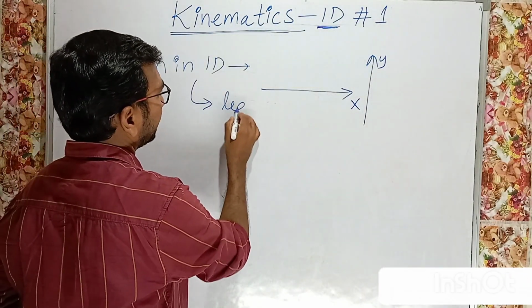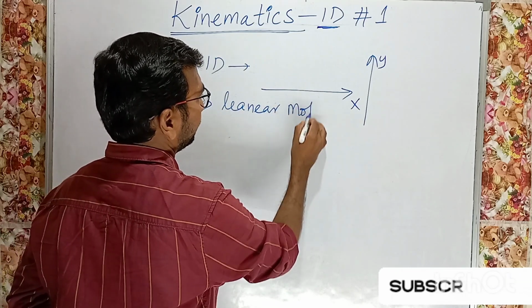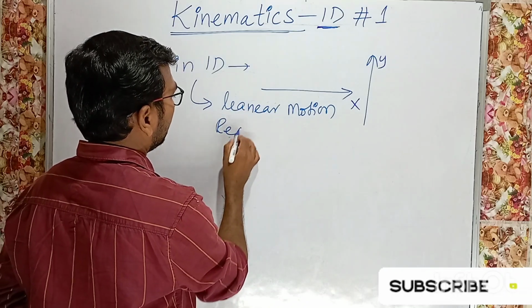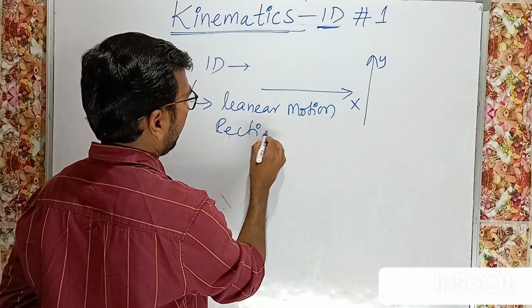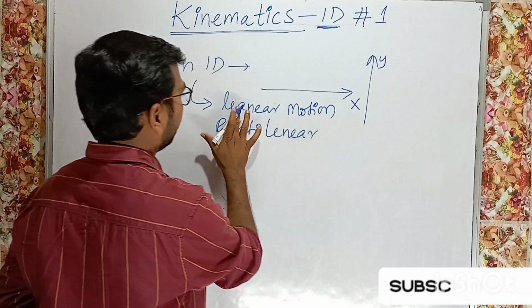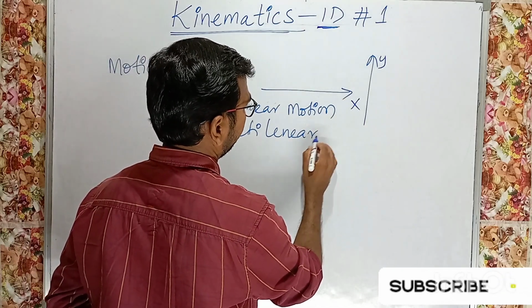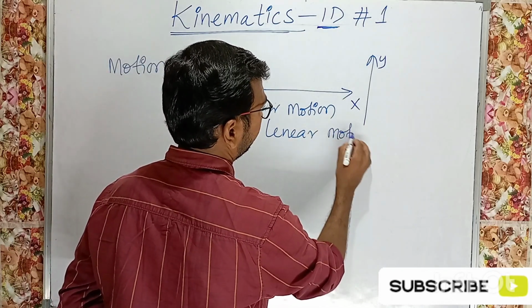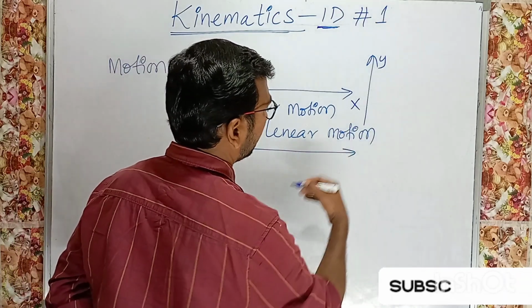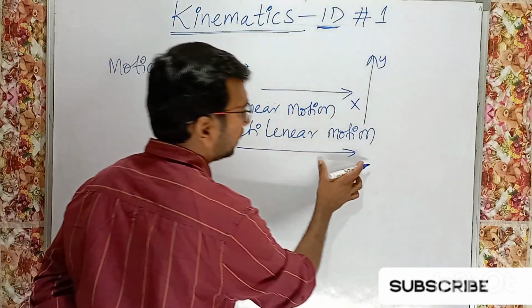Linear motion, or rectilinear motion. Rectilinear motion means what? Straight line motion. Okay? Example, a train moving on a straight track.